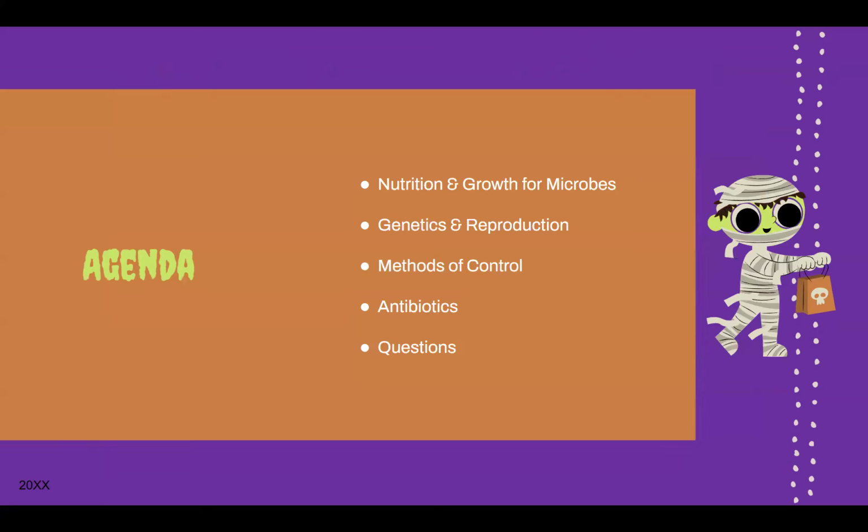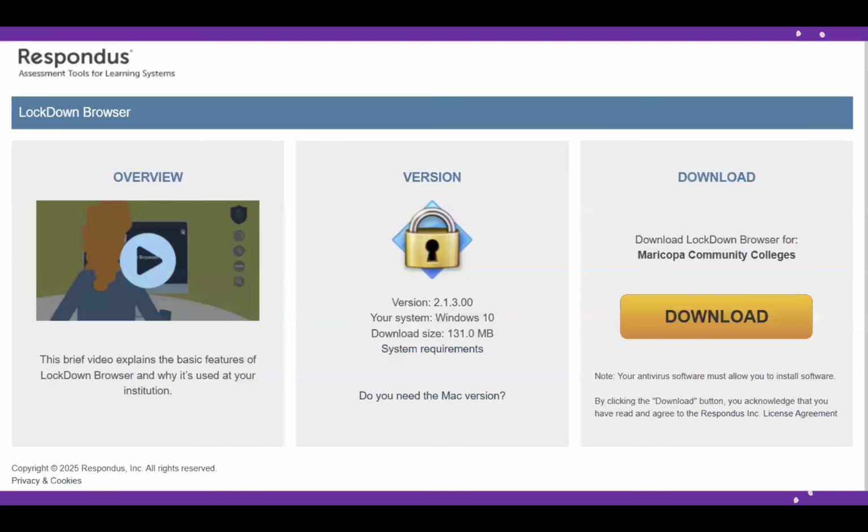So the agenda will go over nutrition and growth for microbes, genetics and reproduction, methods of control, and antibiotics. I'll go over a practice case, and I'll show you how to access those cases, and then I'll answer any questions.